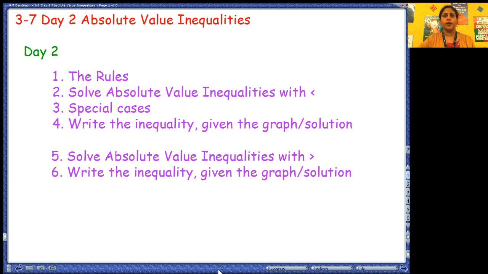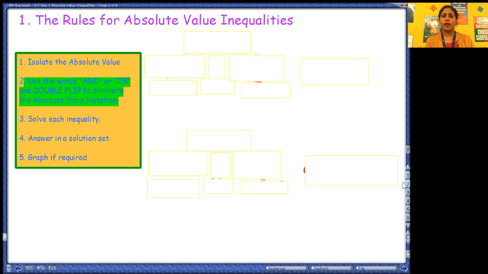Inequalities. These are going to feel difficult, but if you follow all the rules, you will be fine. So here goes. The rule for solving inequalities with absolute value is you're going to first isolate the absolute value and then use the words "and" or "or" and double flip to eliminate the absolute value notation. Then you're going to solve each inequality and you're going to answer in a solution set and graph if the question asks you to graph.